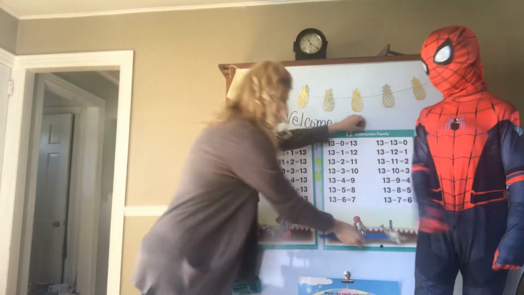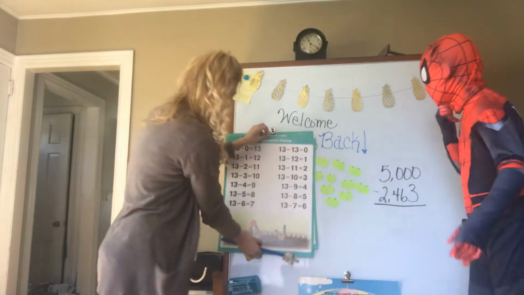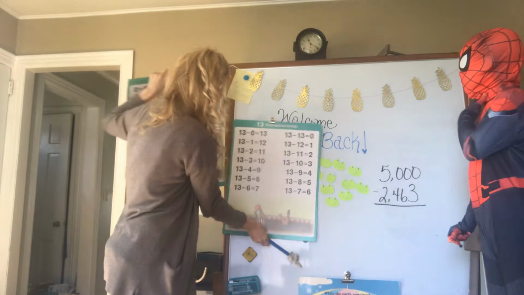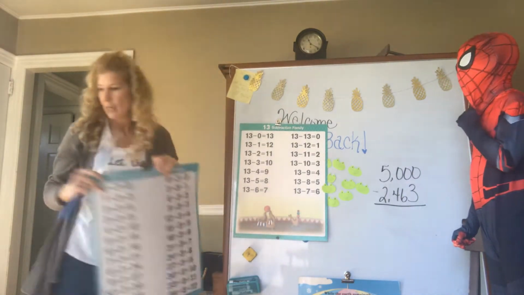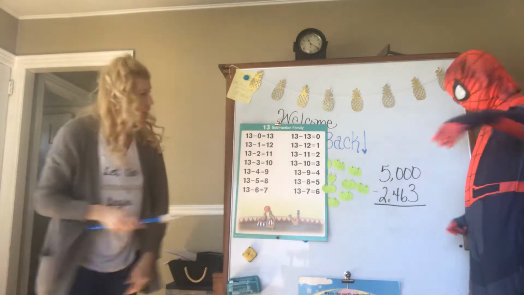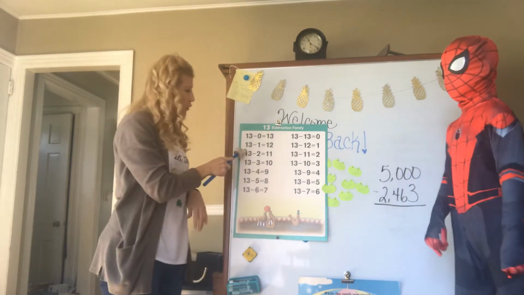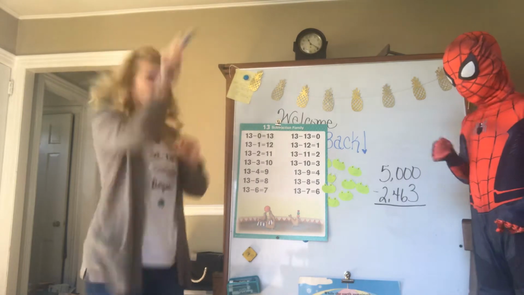All right, and let's get to the subtraction part. I'm going to move this over so Spidey can still be seen. Let's try to just move that a little. All right, so let's go ahead and do that chart. Ready, begin. 13 minus 0 equals 13. I'm going to shoot a hoop. 13 minus 1 equals 12.